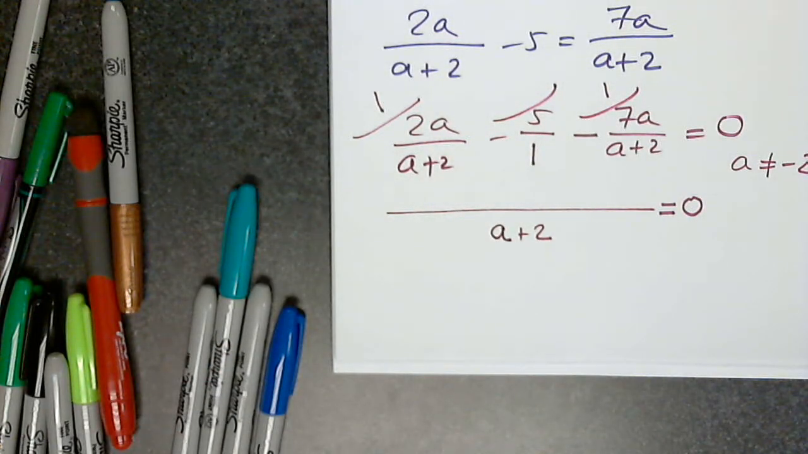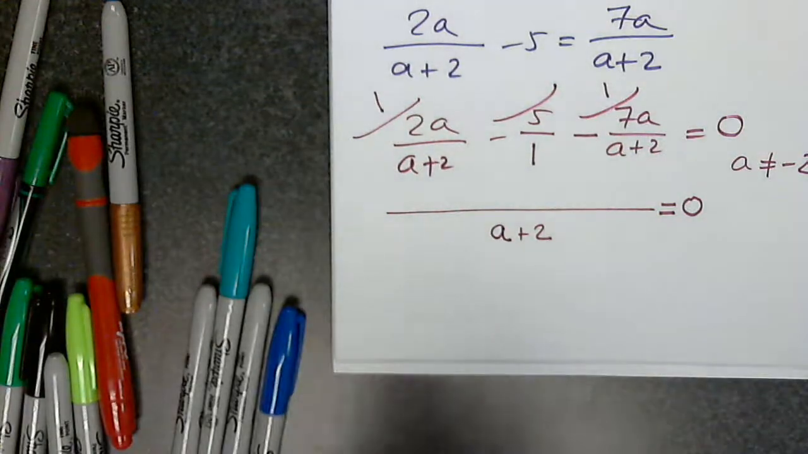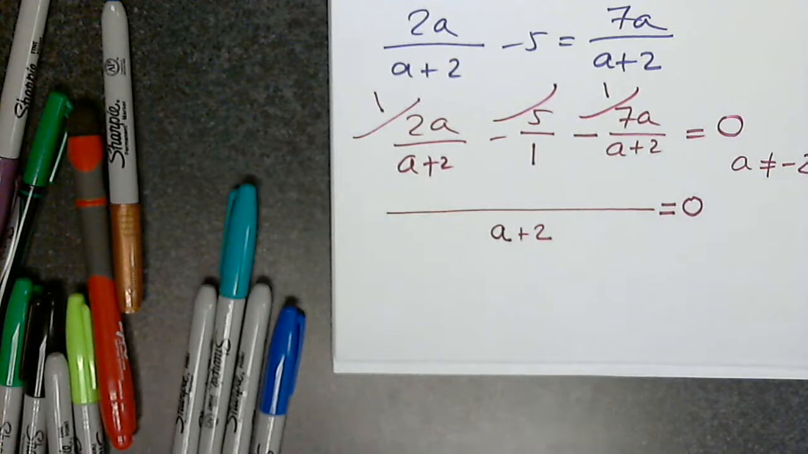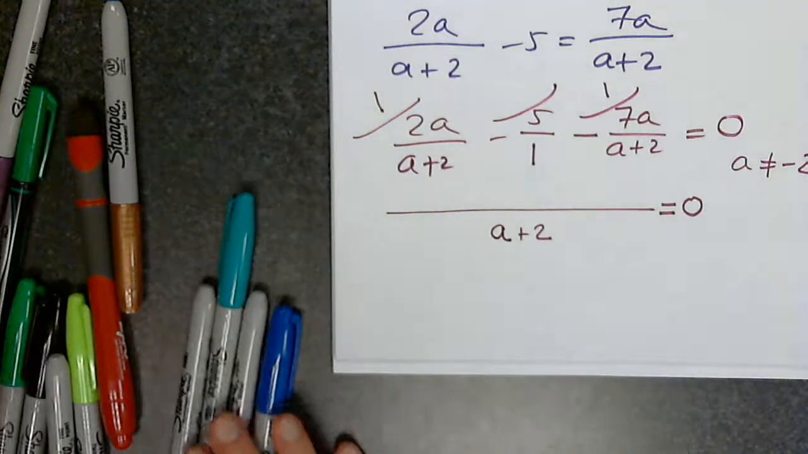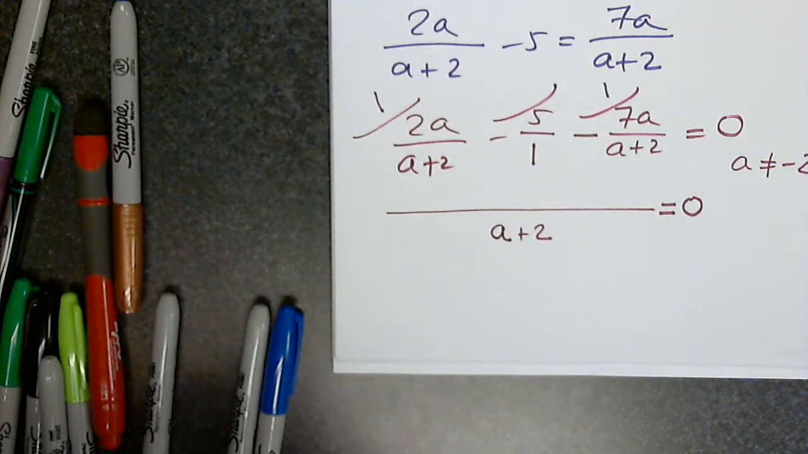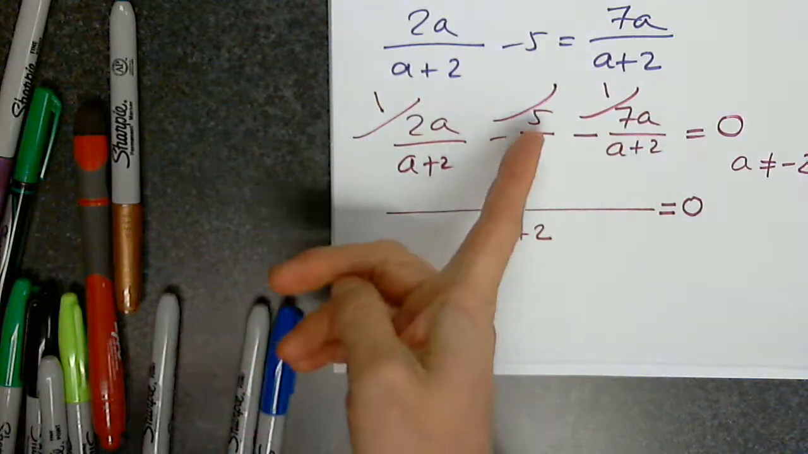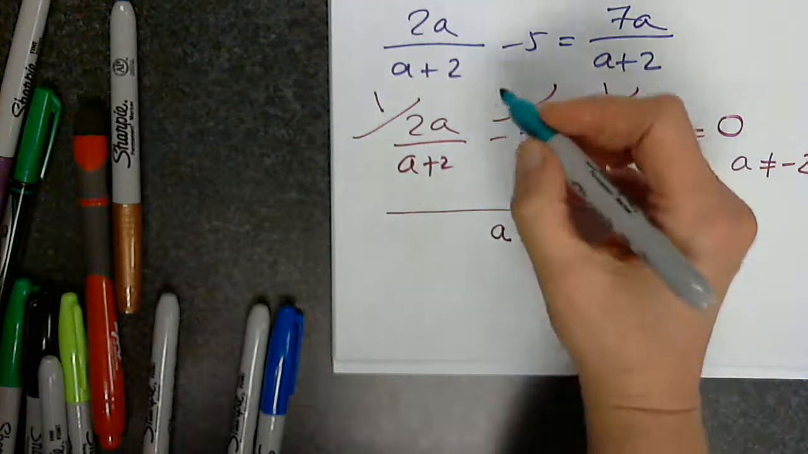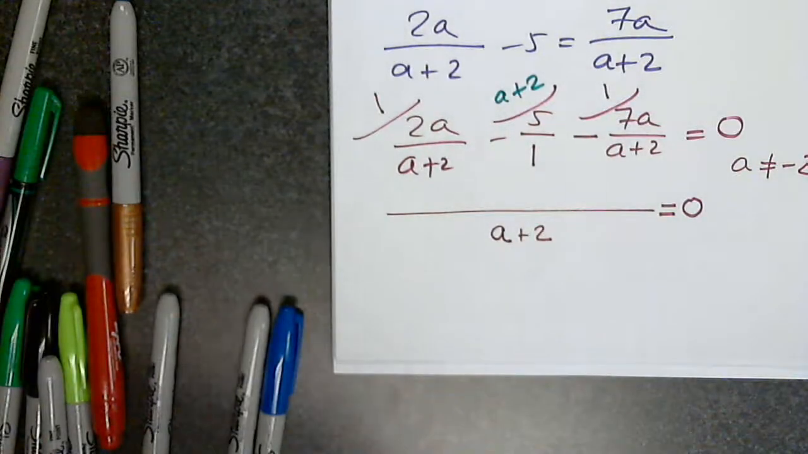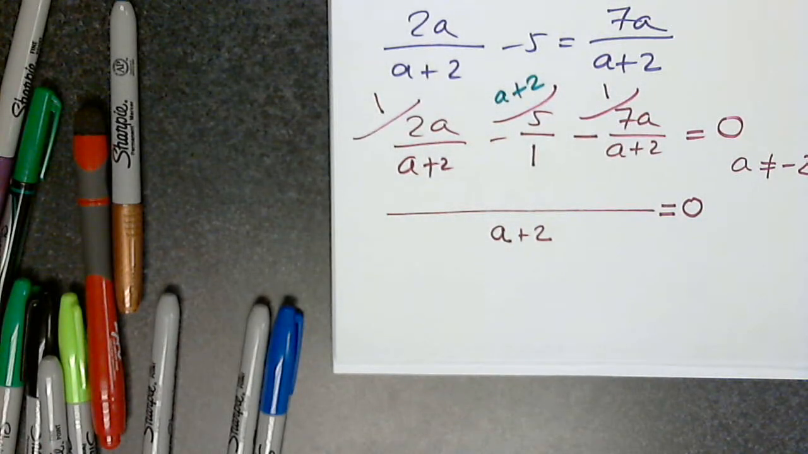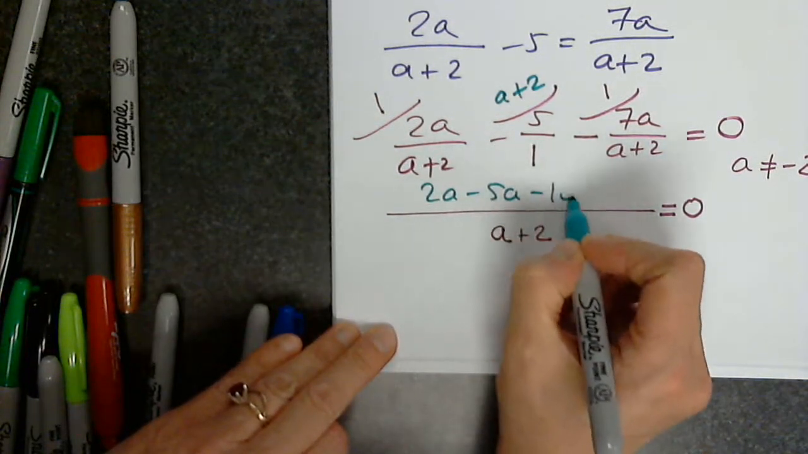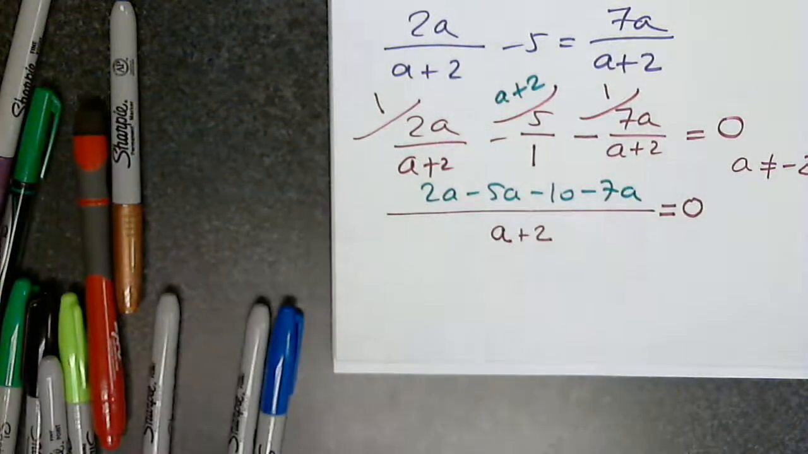You can work on variations of this method. You could have moved 2a over a plus 2 to the other side, combine like terms. There are so many different ways. Choose the one you like. So what do I have to multiply 5 by? A plus 2. Correct. So can anyone dictate the numerator? 2a minus 5a minus 10 minus 7. That's it. Awesome.